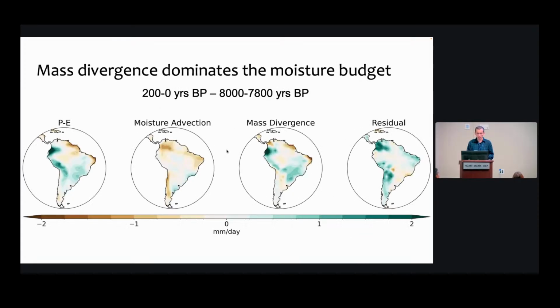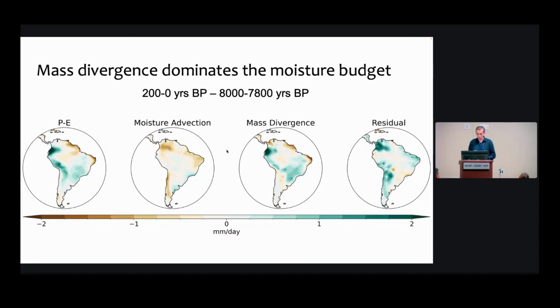When we do the calculation and then plot it and compare the present day versus early Holocene, this is how it looks. On the left-hand side is the P minus E, and then we have moisture advection, mass divergence, and the residual terms. And what you can see here is that visually, P minus E and the mass divergence terms match, which tells us that mass divergence probably dominates in controlling the P minus E in this region.